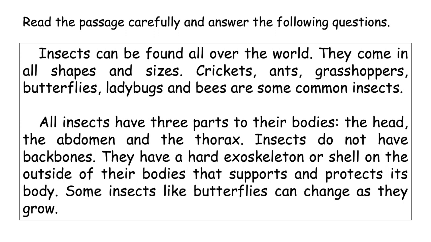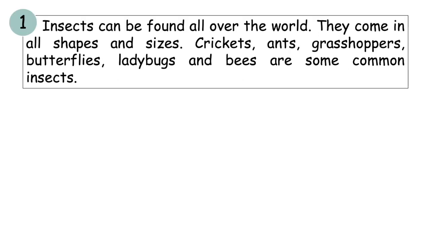So I'm going to break this up into paragraphs, and you will see that there are two paragraphs. The first paragraph starts with the word insects, and the second paragraph starts with the word all insects. So let's look at the first paragraph first. Insects can be found all over the world. I'm going to circle the word insects, and I know that insects can be found all over the world.